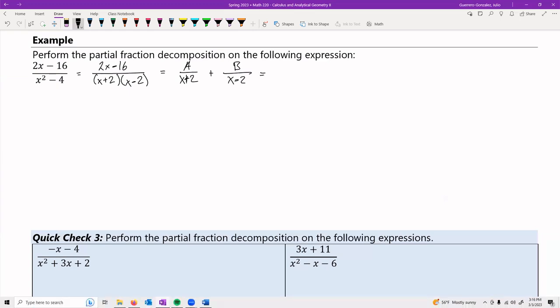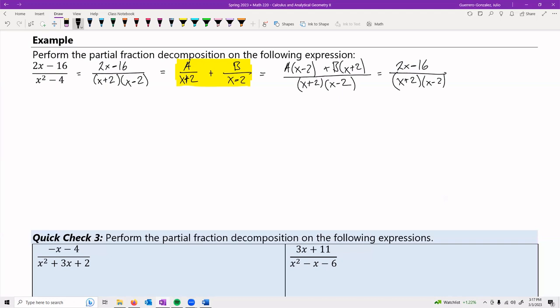Now I'm going to redo my common denominators just with this bit right here, just to collapse it back down. I should get something like this: A times x minus 2, plus B times x plus 2, over x plus 2, x minus 2. If you do common denominators, this is what you should get. And all of this has to be equal to 2x minus 16 over x plus 2, x minus 2.